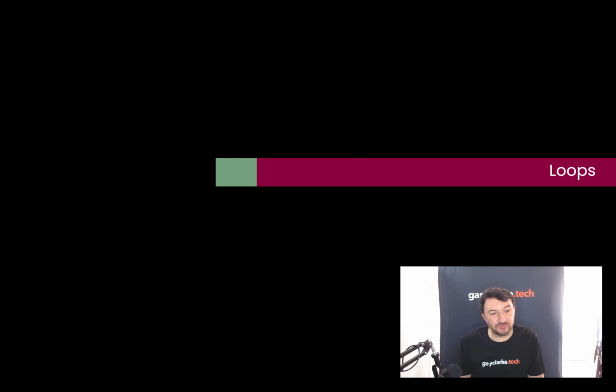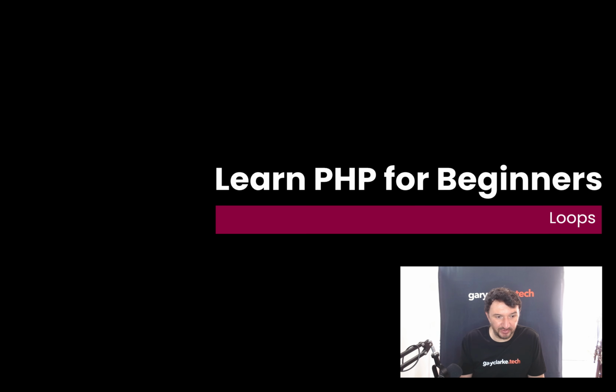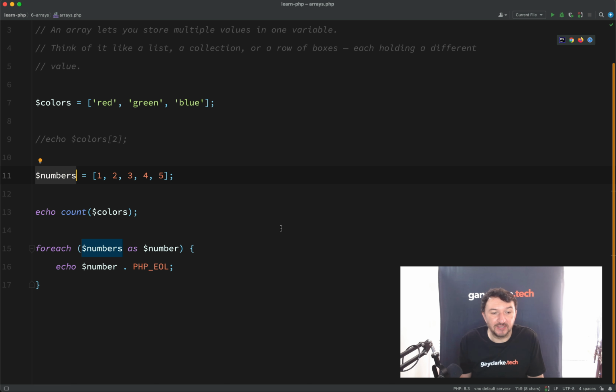Okay, so in the last one we looked at arrays and we briefly touched on loops when we looped over the numbers in this numbers array here. So in this one we're going to have a look at loops in a bit more depth and look at 3 different types of loops which are commonly used in PHP.